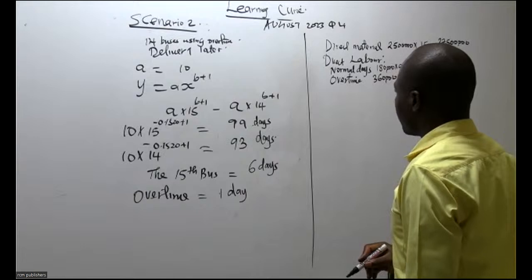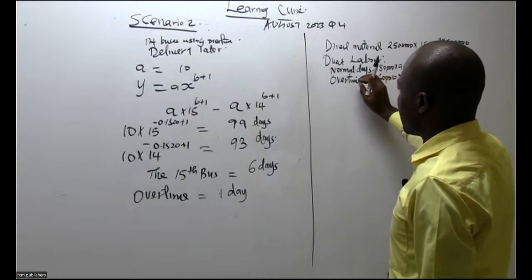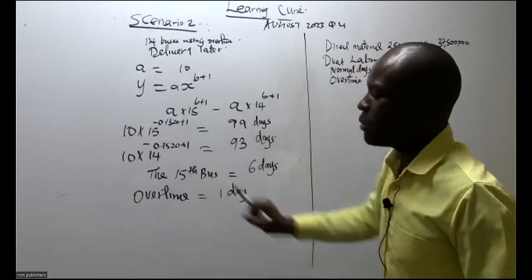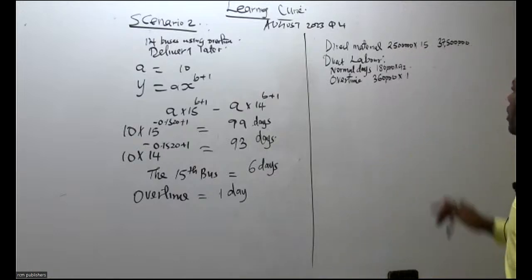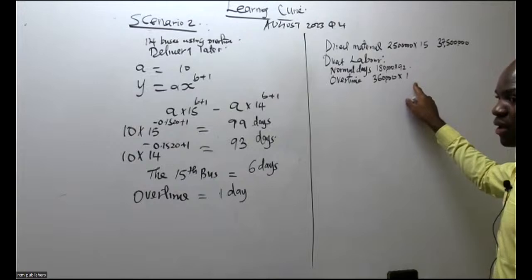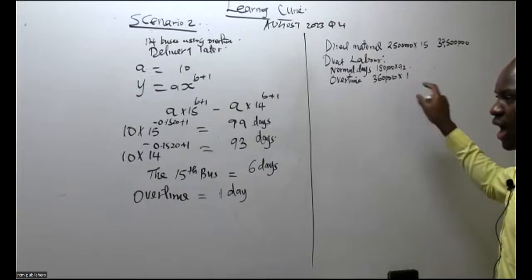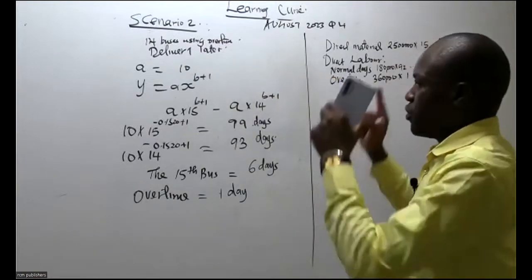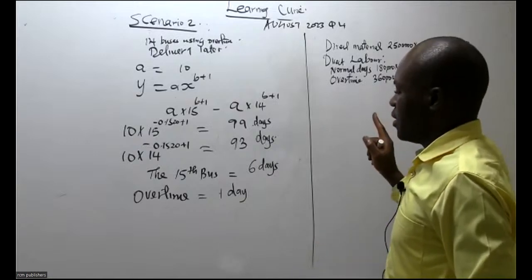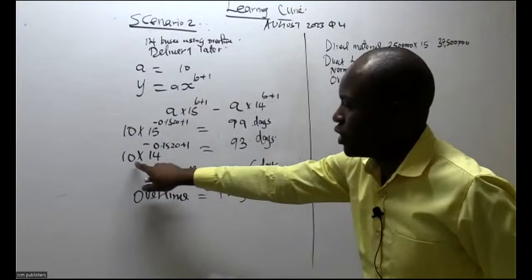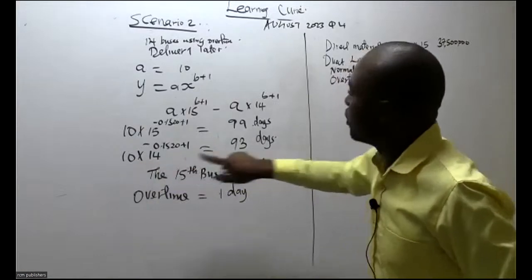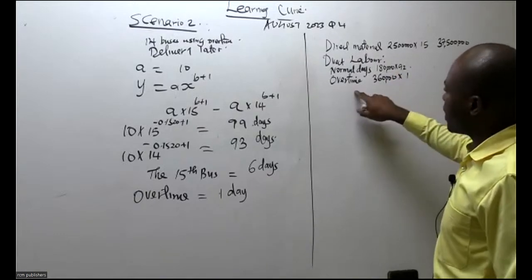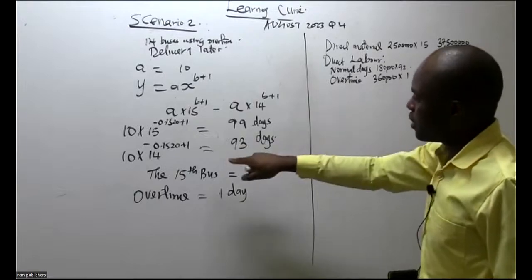Having done that, remember this cost that we are incurring here, the direct labor, we are dealing with how many units? Somebody to help me there. How many units are we dealing with under this part only, the direct labor? Tunadeal na units ngapi? How many units are we dealing with under scenario 2? In total, we are supposed to produce 15. But these 93 days we are taking to produce how many units? 14. So your normal days will be 180,000 by 92 for the 14. Your overtime will be 360 times 1 for the 14.